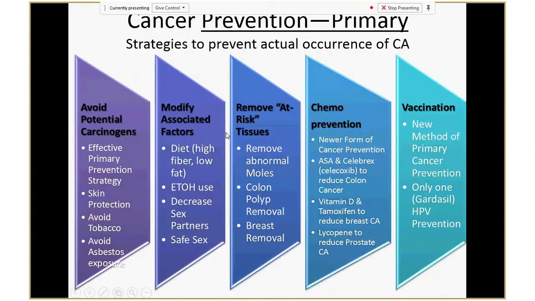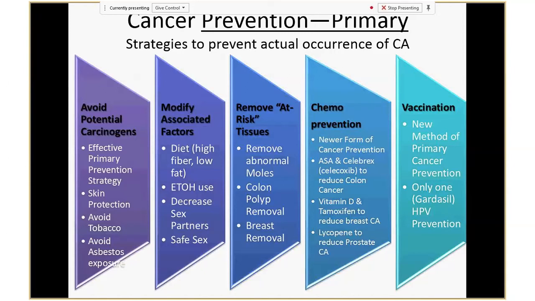So cancer prevention, we think about our 3 ways of preventing cancer: primary, secondary, and tertiary. Okay, so the first one is primary, and how we're going to do that is we're going to avoid potential carcinogens. Obviously, if we've seen trends, we're going to prevent those from occurring. So we want to make sure that we're putting sunscreen on, avoiding tobacco, avoiding alcohol in excess, also avoiding asbestos exposure, which is like rat feces.